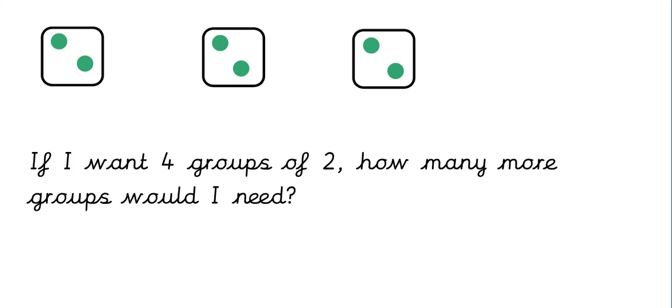Okay, so if we have a look here, if I want 4 groups of 2, how many more groups would I need? So the first thing I'm going to do is count out how many groups I've got. So I've got 1, 2, 3 groups. Okay? So if I want 4 groups, what do I need to do to 3 to get to 4? I need to add 1. So I would need 1 more group of 2, wouldn't I? Okay? So it would look like this.